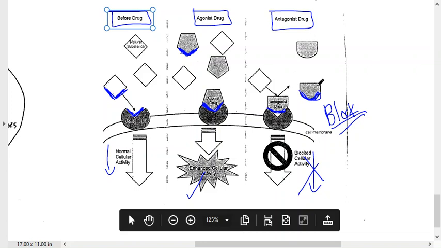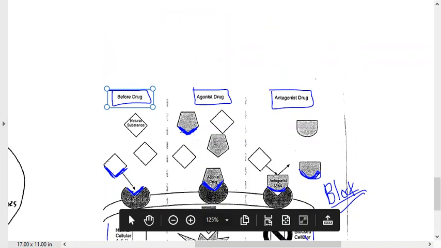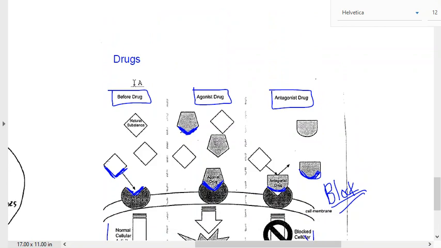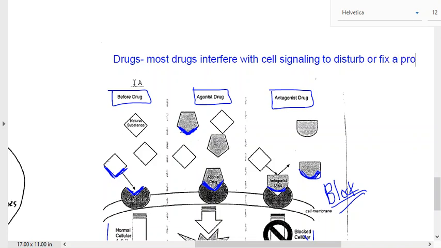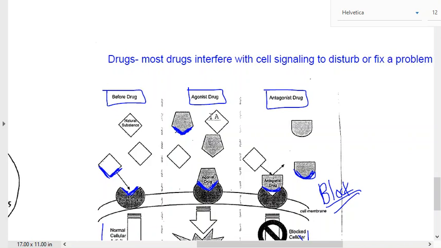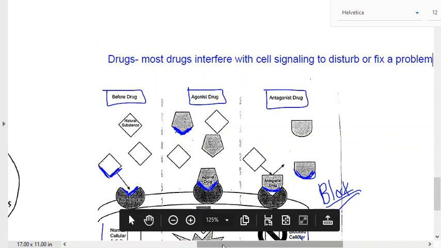Right. So let's just make a note of this. Right above, let's say for drugs, most drugs interfere with cell signaling to disturb or fix a problem, either as an agonist drug or an antagonist drug.